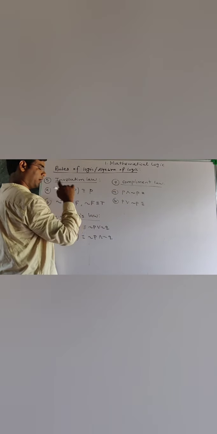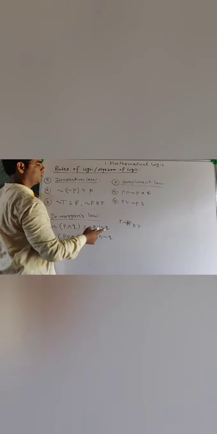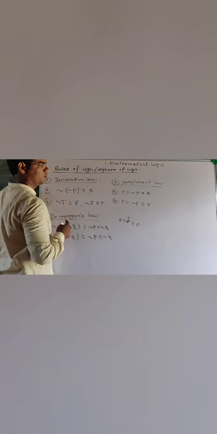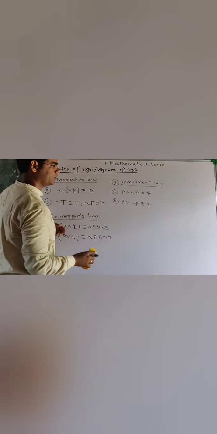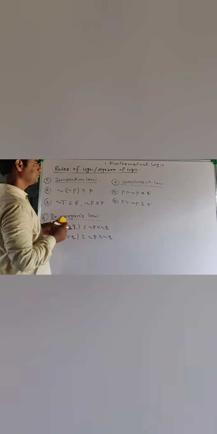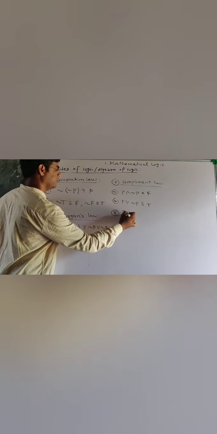So P and negation of P. We have the rule for AND: true and true is true. But because of negation here, the true becomes what? False. So the answer is false. For AND, the answer is false. And for OR, the basic rule for OR is what? False or false is false. But here because of negation the false becomes true. So the answer is what? True. So complement law is what? P and negation P, for AND the answer is false, and for OR the answer is what? True.